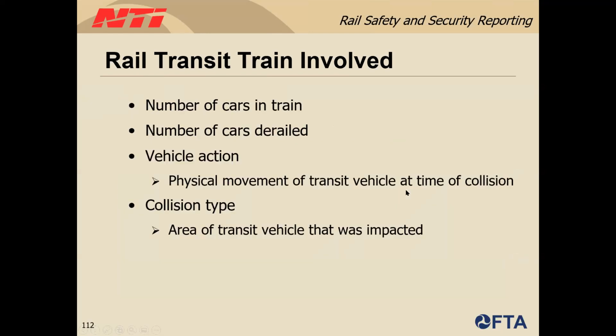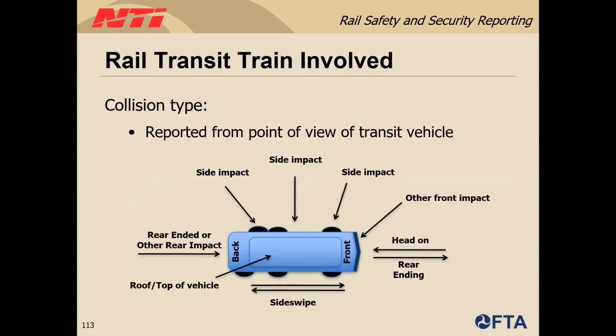Okay, so after that, the form wants to know the number of cars in the train and the number of cars that derailed, if any. It also collects the vehicle action at the time of the collision, stopped, turning, whatever the case may be, and the collision type. The collision type is the part of the train that was hit and is reported from the viewpoint of the train. This diagram shows the various selections of impact points that are reported.